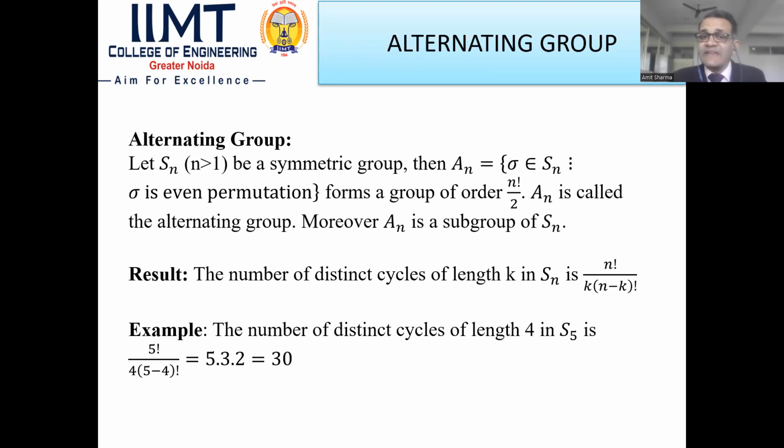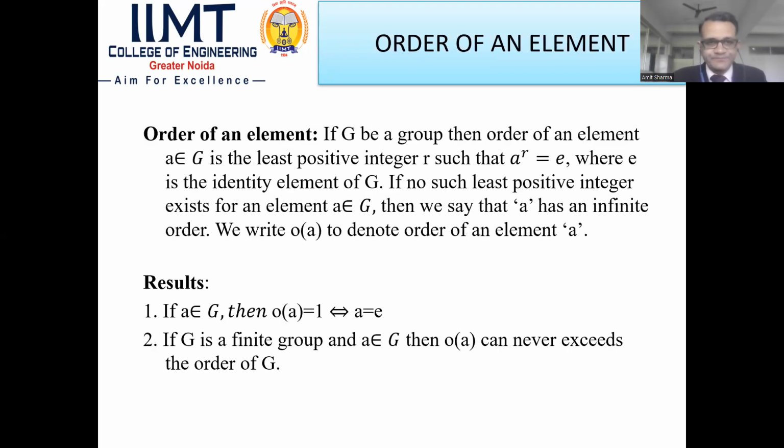Moreover, we can say An is a subgroup of Sn. Now we have a counting technique. The number of distinct cycles of length k in Sn is equal to n factorial upon k into (n minus k) factorial. Let us take one example based on this result. The number of distinct cycles of length 4 in S5 is, we can calculate easily, 30.